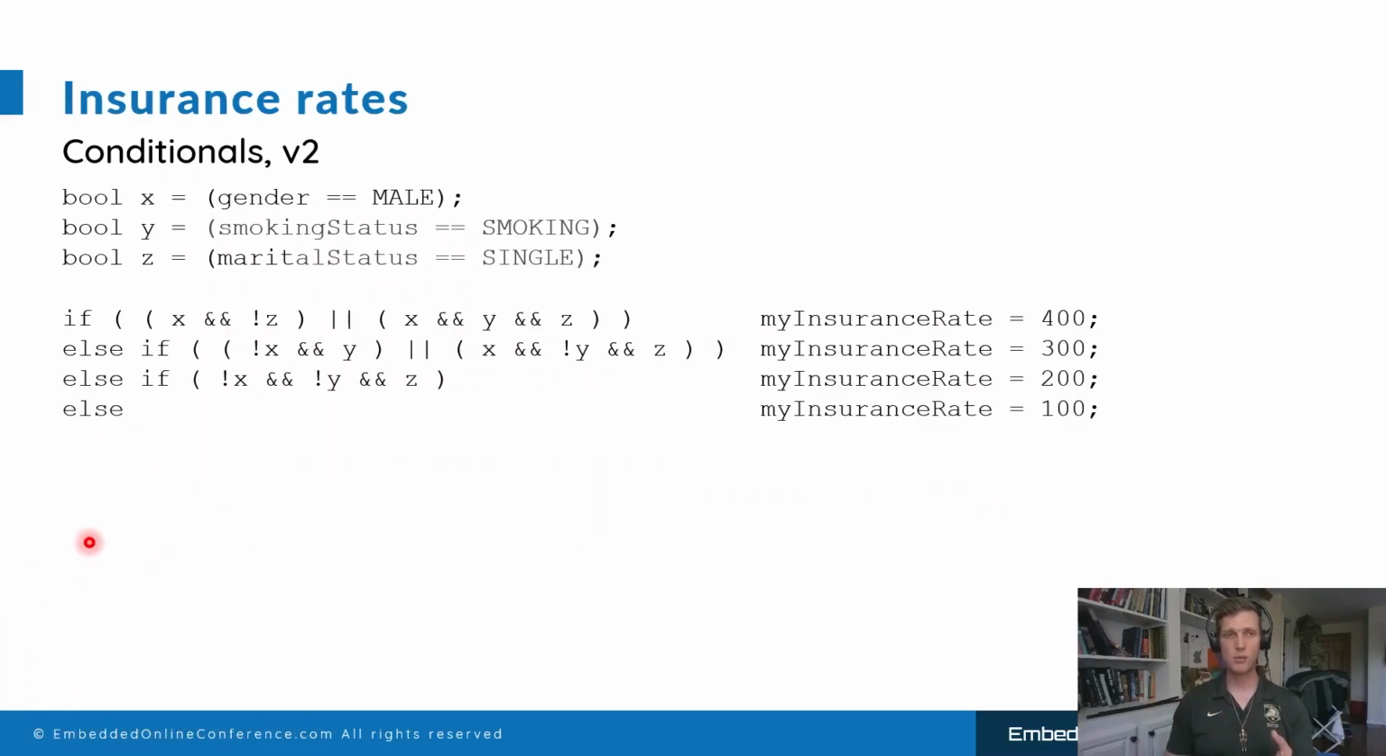Another implementation might be this, where I'm identifying the fact that a couple of these combinations result in the same values, and so I can write the Boolean expressions that give me the correct insurance rate. But again, it's not 100% clear to me if these Boolean expressions are correct, or if this conditional is giving me the right value.